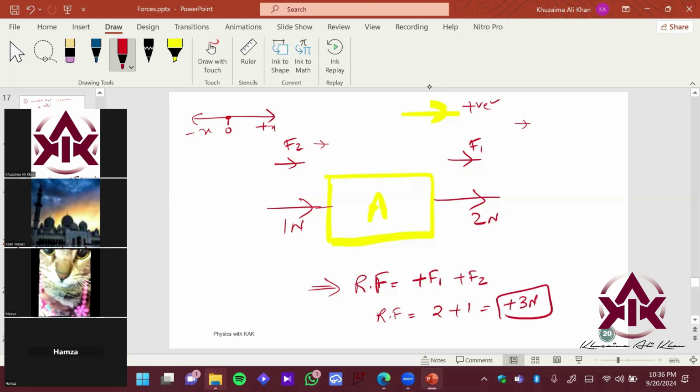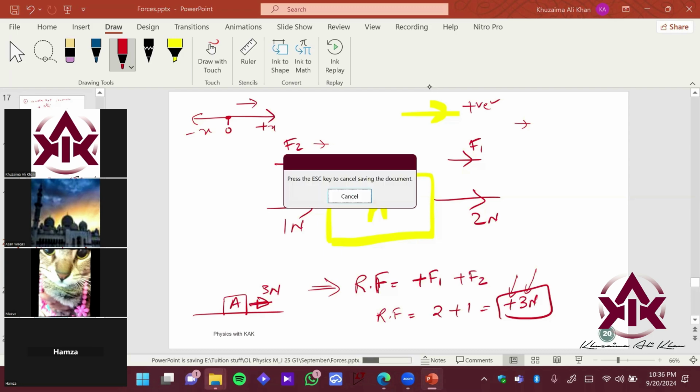So the final scenario is that this block will be moving to the right with a force of 3 newtons. Why to the right? Because this sign is positive. It states that motion will be in this direction, and the magnitude of the force would be 3 newtons, right? Does that make sense? Yeah, got it.